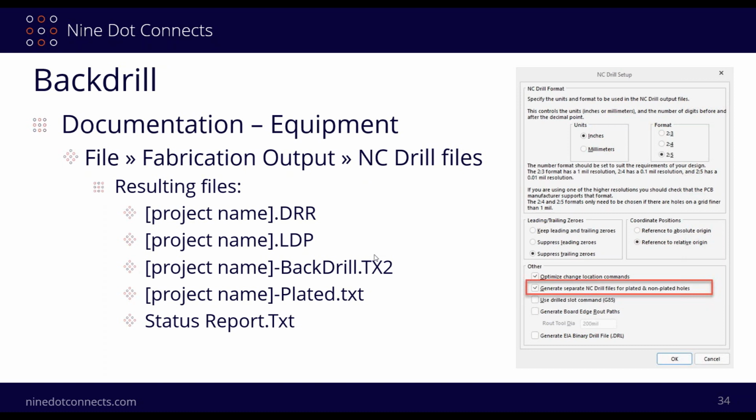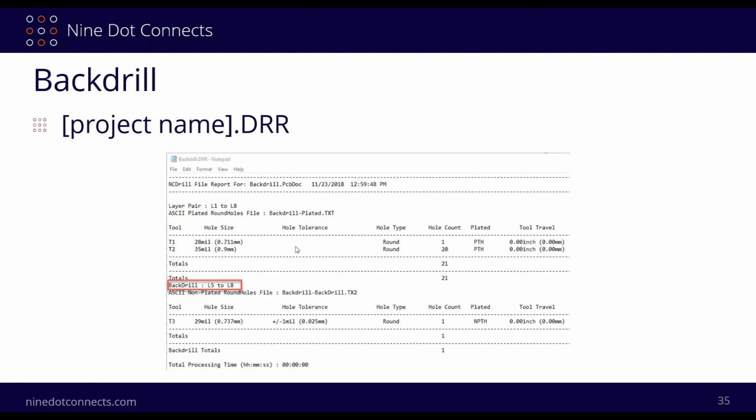Let's take a look at these really quick, because a lot of times people are like, what am I supposed to do with these things? The DDR just gives a summary of the types of tools, the hole sizes, the hole counts that are going to be necessary. Here you go. You can see it specifically calls out the back drill from L5 to L8.